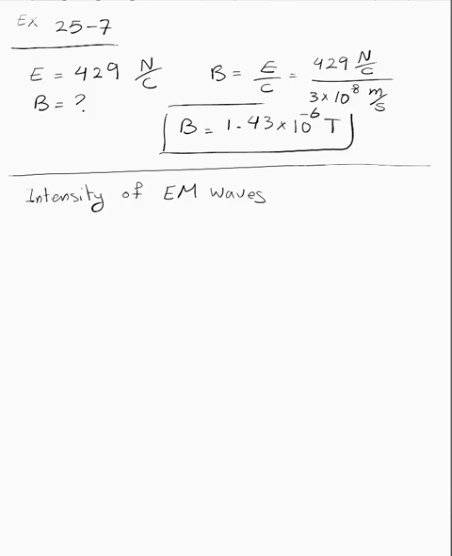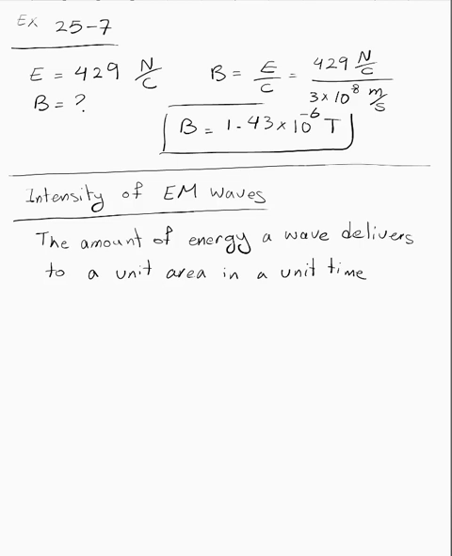Another quantity that we need to learn is the intensity of an electromagnetic wave, which is the amount of energy a wave delivers to a unit area in a unit time, and we call it intensity. I'm going to jump directly to the equation without deriving it: the intensity equals energy density times the speed of light in vacuum.